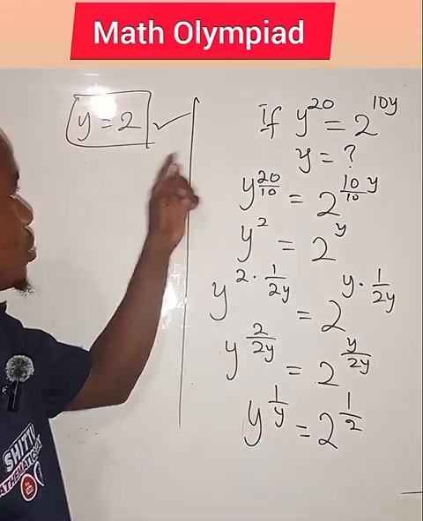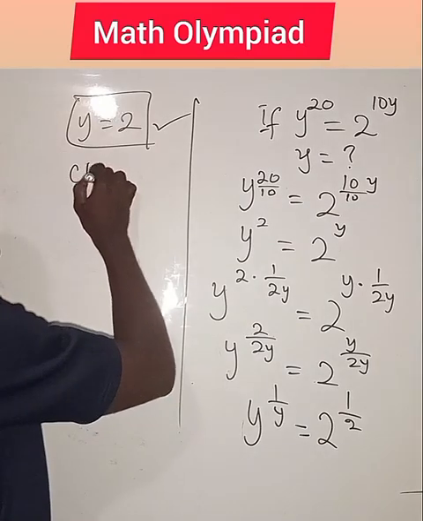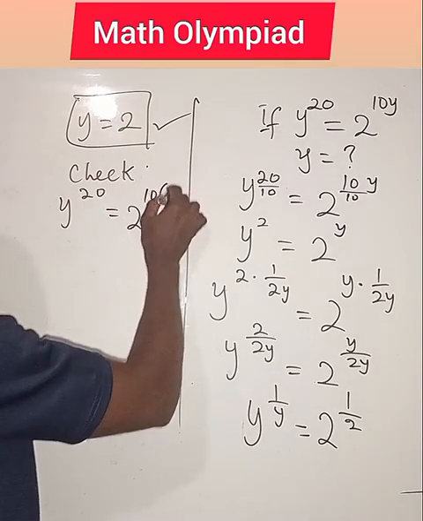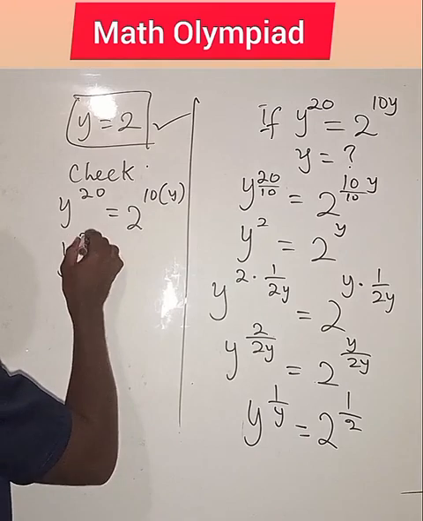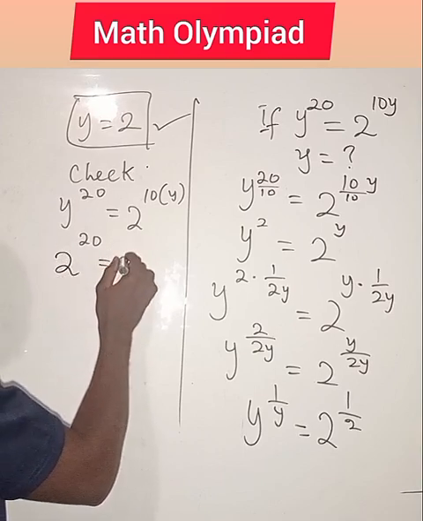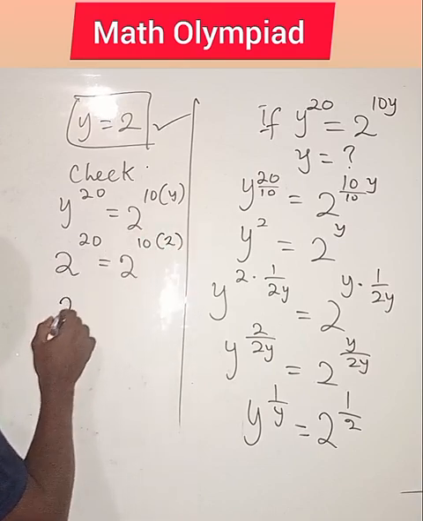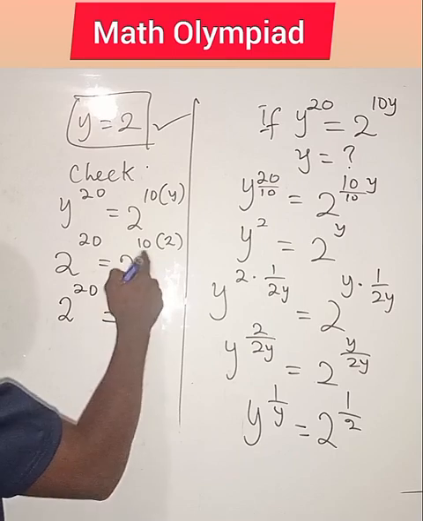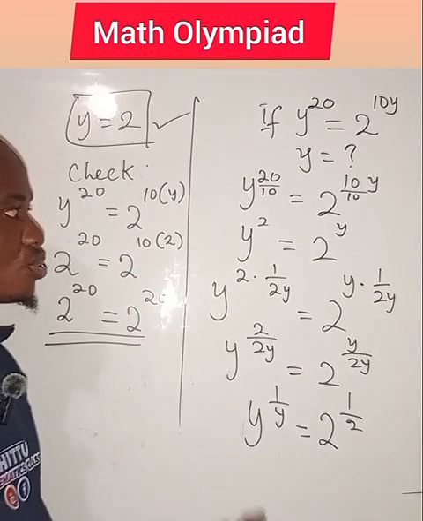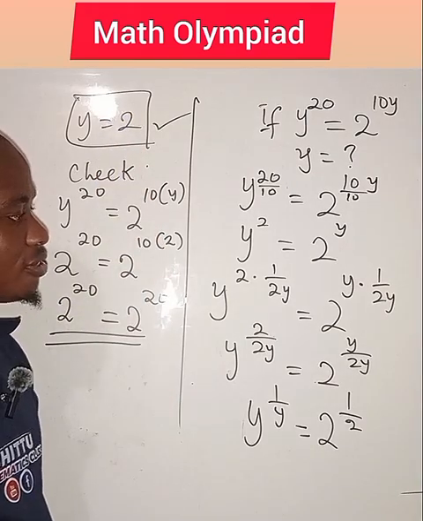Okay. Now, if y equals 2, let's check and put the value of y here. Check. y to the power of 20 equals 2 to the power of 10y. So now here we have y to the power of 20, y is 2, we have 2 to the power of 20. Then here we have 10 multiplying 2. So 2 to the power of 20 is equal to 2 to the power of 10 times 2, which is 20. So there you see, the left-hand side is equal to the right-hand side, which shows that the value of y we got, y equals 2, is the valid solution to this problem.